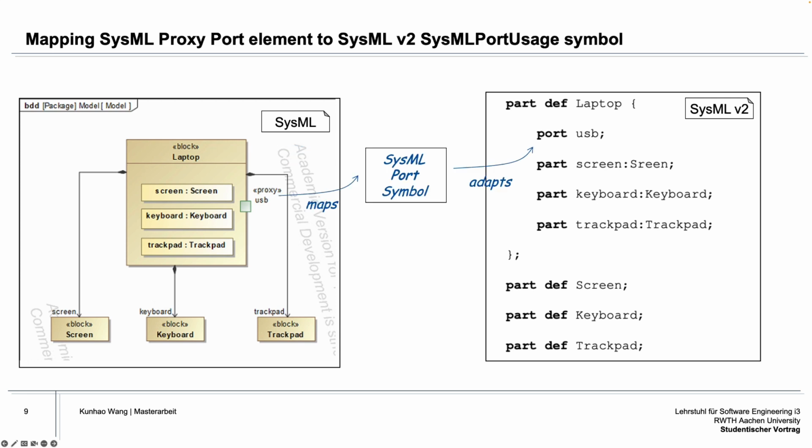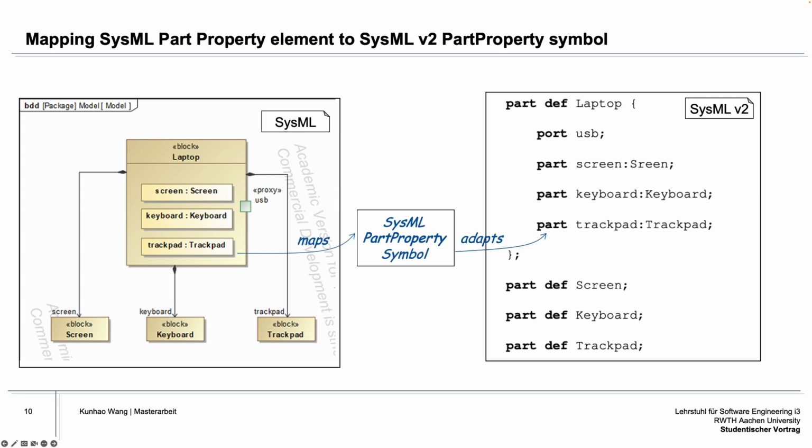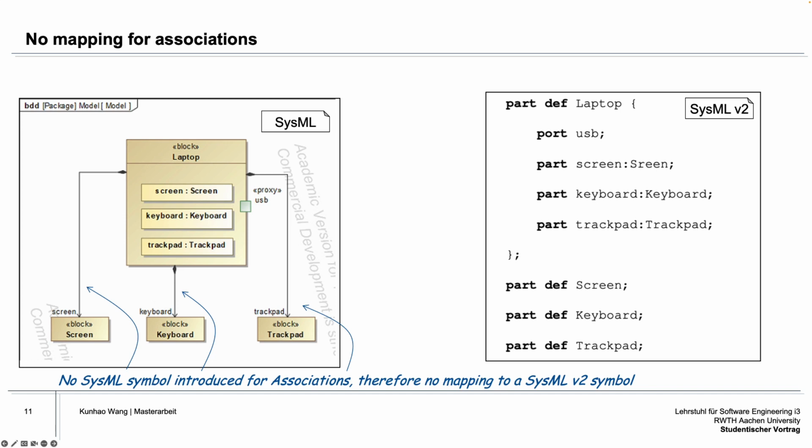The proxy port element is also an essential SysML element and is usually named. We introduce a SysML port symbol for it, then adapt this SysML port symbol to the SysML v2 port usage symbol. In the following, we map the SysML part property element to the SysML part property symbol and adapt it to the SysML v2 part property symbol. No SysML symbol is introduced for associations, since associations are usually not named during modeling, and there is also no mapping to a SysML v2 symbol.